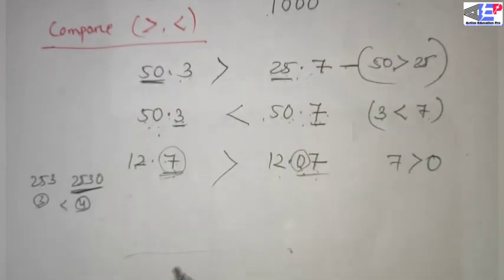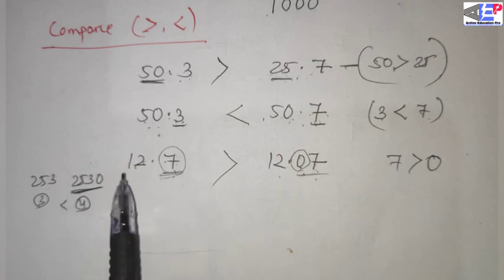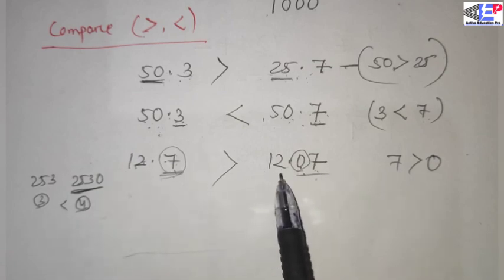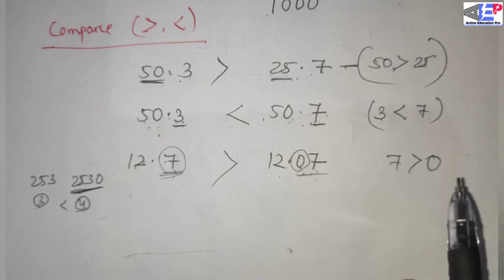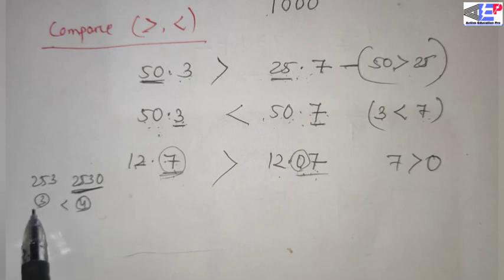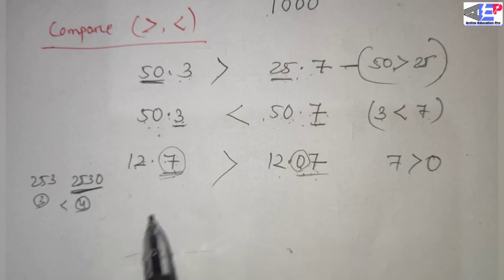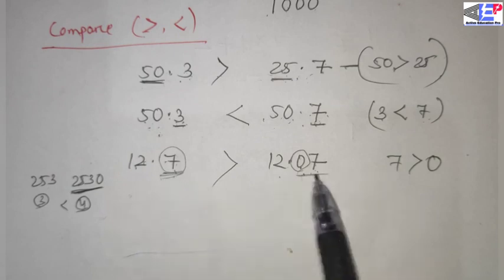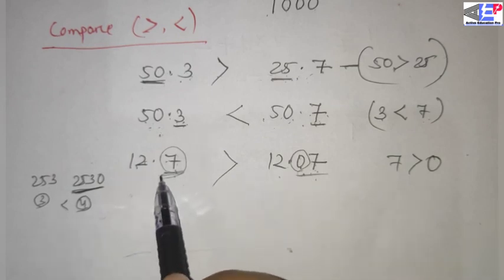And again, the number of digits. Here the first case is 12.7 carrying 3 digits, and the next one, 12.07, carrying 4 digits. Normally in whole numbers, any 4-digit number is always greater than any 3-digit number, whatever it may be. But here in this case you have to check the tenths position. If the tenths position digit is greater, then the number will be greater.